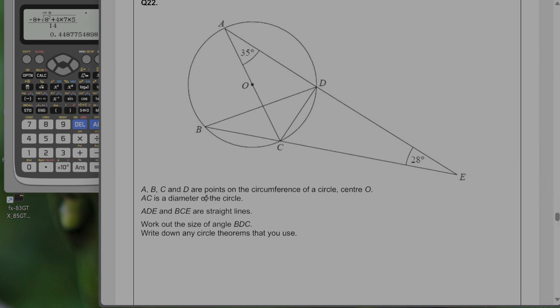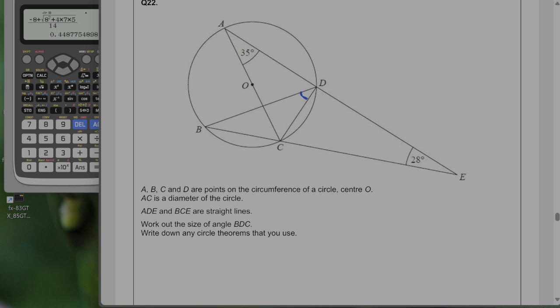So A, B, C, D are points on the circumference of a circle of center O. AC is the diameter of the circle. We've got two straight lines. Work out the size of angle BDC. So B to D to C. So we want this angle here.